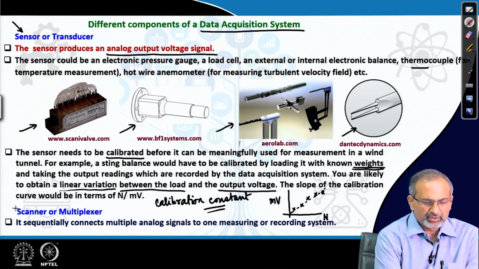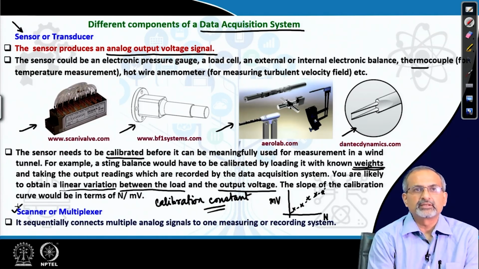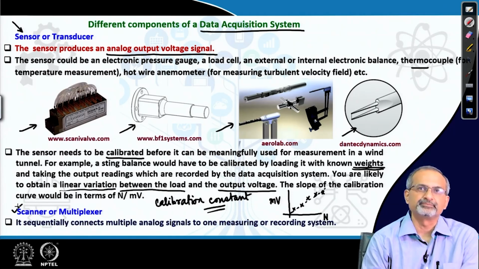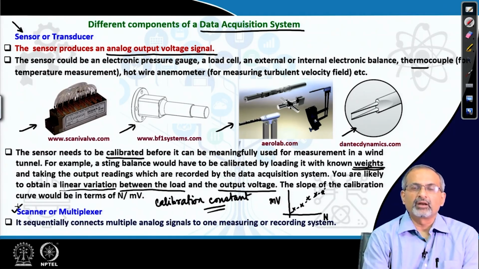Then we have discussed the scanner, which does the very important operation of multiplexing. It sequentially connects multiple analog signals to one measuring or recording system, where a large number of ports may be scanned sequentially.